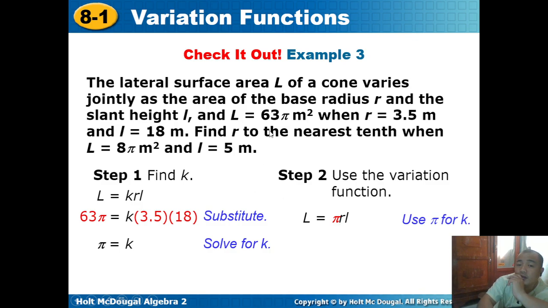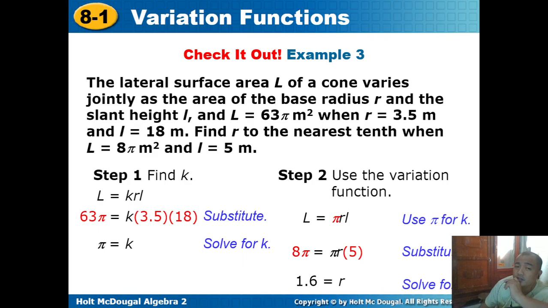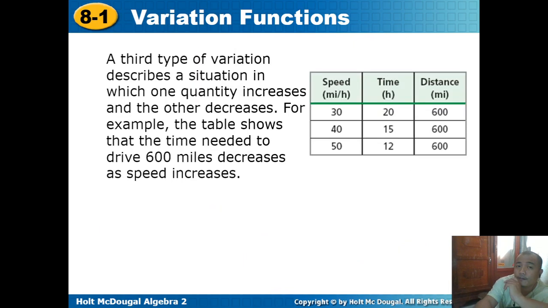Now, find R. Ang hanapin natin ngayon ito, find R to the nearest tenth when L equals 8 pi meters squared and l equals 5 m. Substitute na naman. L is 8 pi equals pi R. R is unknown. l is 5 meters. So, from here, we can now divide 8 pi by 5 pi. So, 8 fifths lang ang sagot dyan, 8 fifths or 1.6. Cancel yung pi. So, to the nearest tenth, R is equal to 1.6.